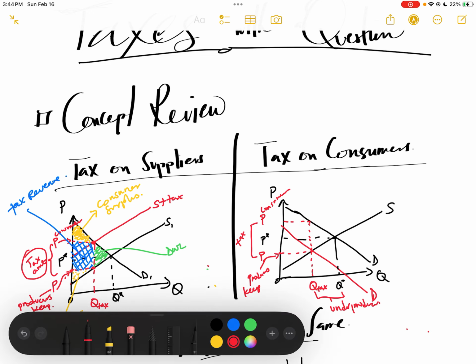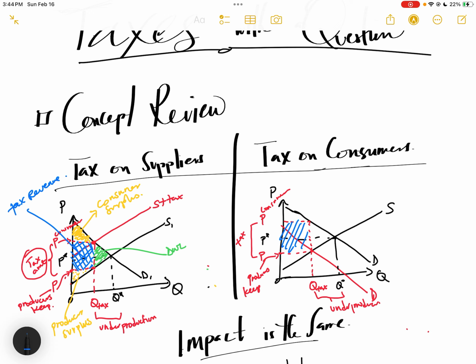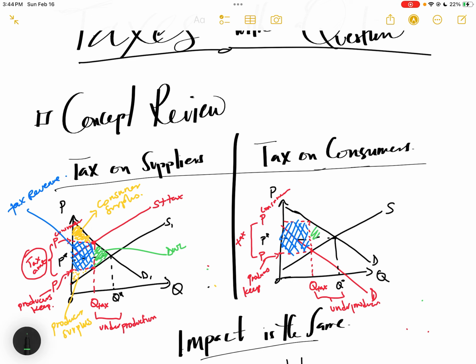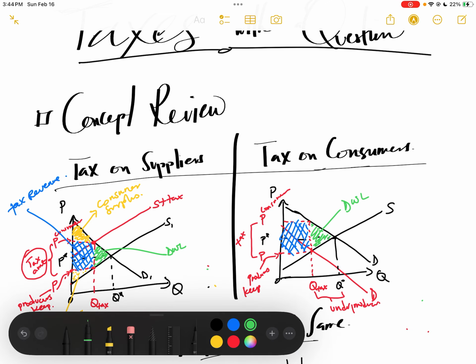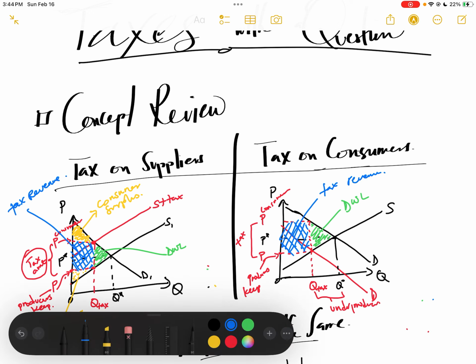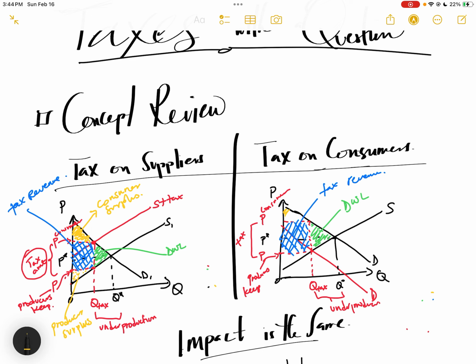Do you see how there isn't much of a difference when you tax consumers versus when you tax suppliers, right? Okay, so here we have the deadweight loss, and in blue we have the tax revenue, and in yellow I will shade off consumer surplus, and here I will dot off the producer surplus. Both of them have shrunk.